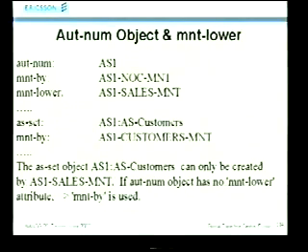The aut-num object I maintain lower. Here I have an aut-num object AS1 maintained by an MNT-lower. This as-set object AS1:AS-customers can only be created by the person or persons with the key to this maintainer. If there is no mnt-lower object in this aut-num object, then this maintainer, mnt-by, is used. But as I say, maybe you don't want that.